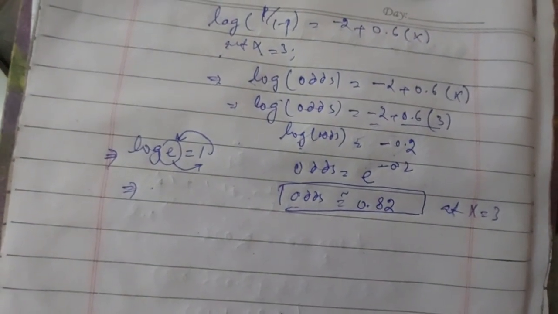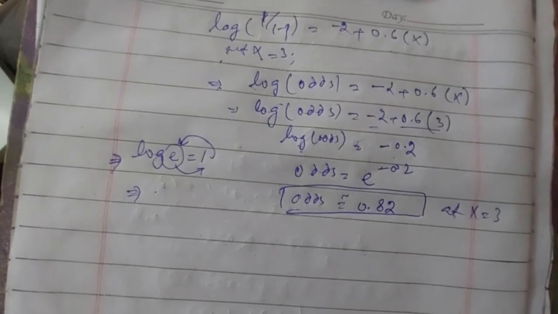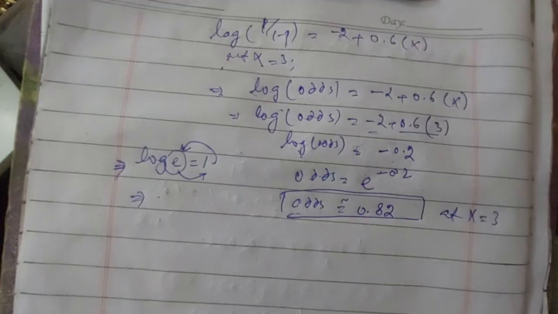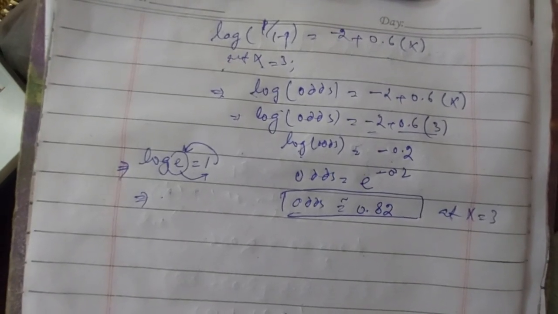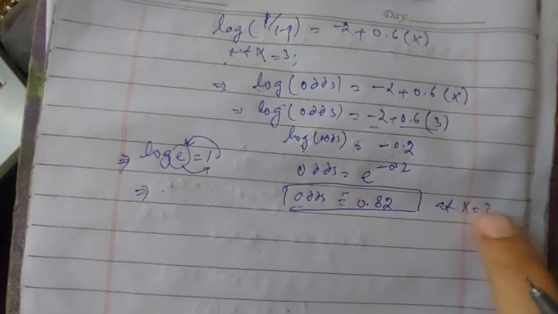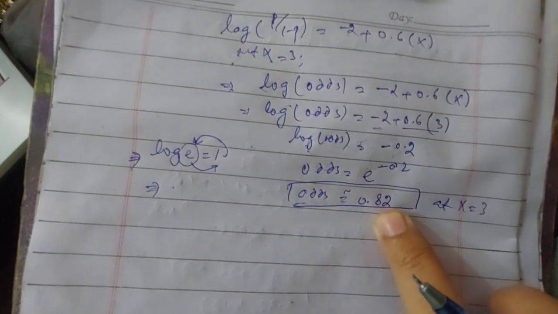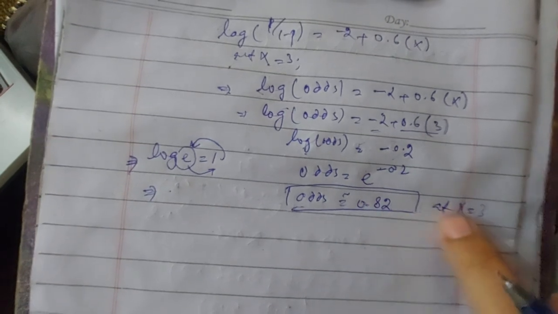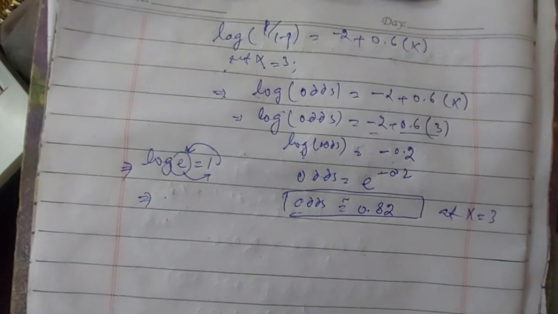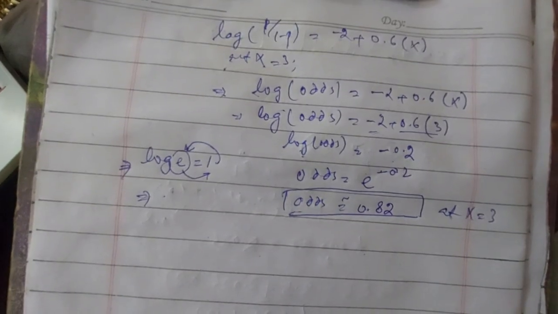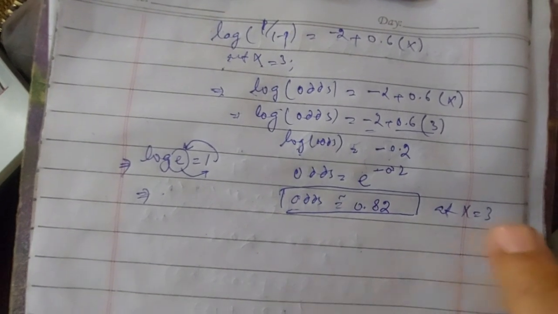So what does this actually mean? It means that there are more chances of success than failure. Almost 82% more chances of success than failure, as there are 82% more chances that the patient will recover as dosage x is equal to 3 than the failure. So the patient recovery chances are 82% more than the failure at x is equal to 3.